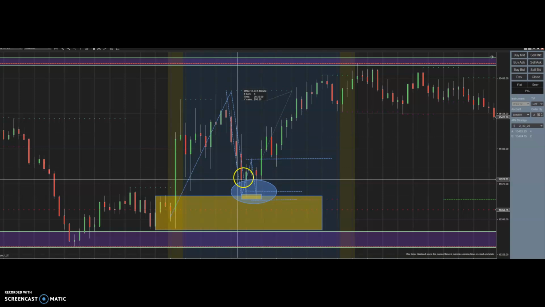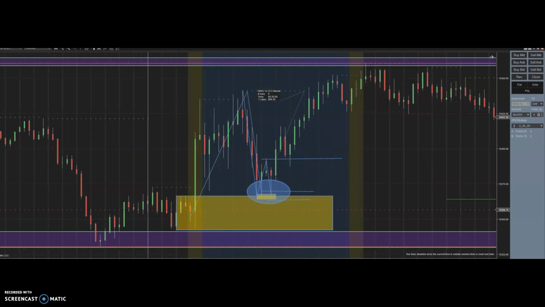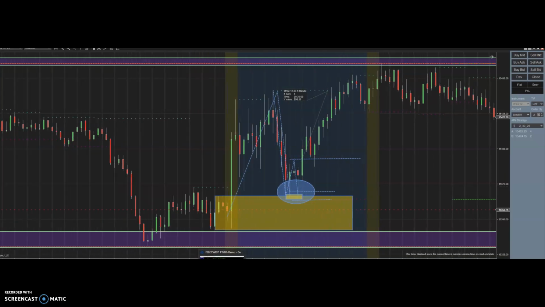Okay, this is a quick market recap on the NQ, what I saw this morning and how I initiated my trade for this morning.